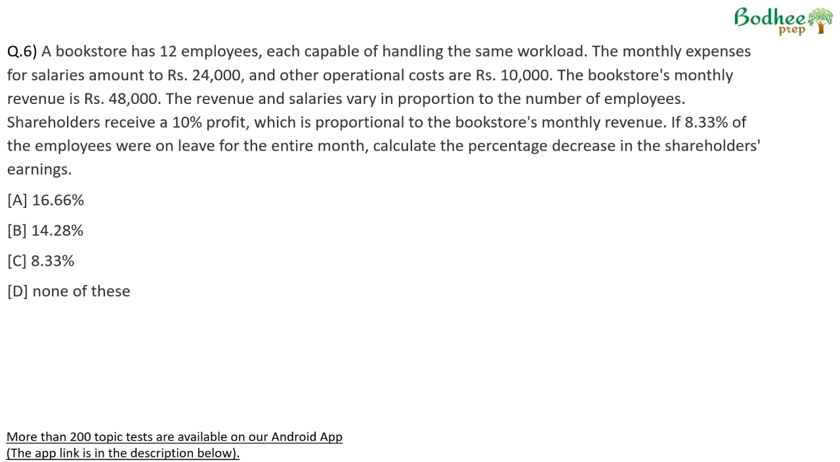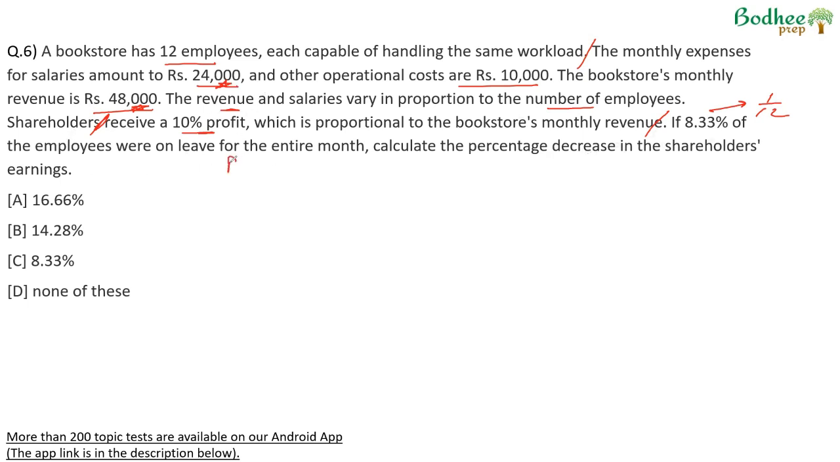A bookstore has 12 employees, each capable of handling the same workload. The monthly expenses for salary is 24,000, other operational costs are 10,000. Bookstore's monthly revenue is 48,000. The revenue and salaries vary in proportion to the number of employees. Shareholders receive 10% of profit, which is proportional to the bookstore's monthly revenue. 8.33% of employees were on leave for the entire month. So 8.33 means 1 by 12. Calculate the percentage change in the shareholders' earning.